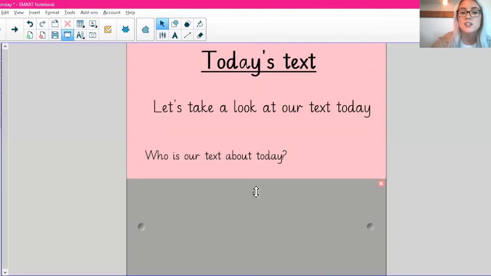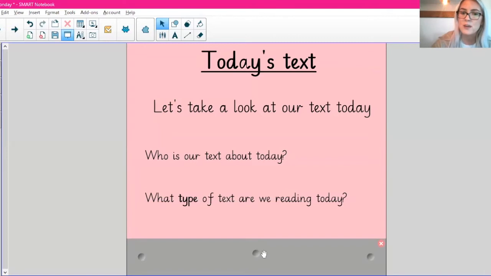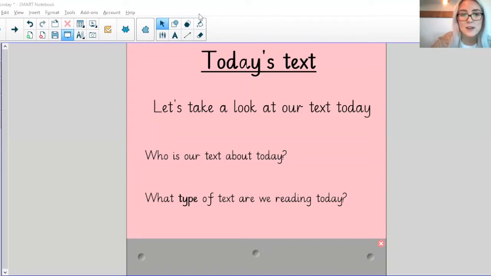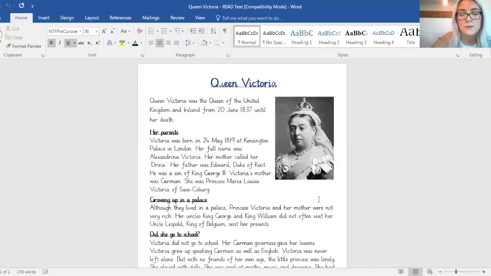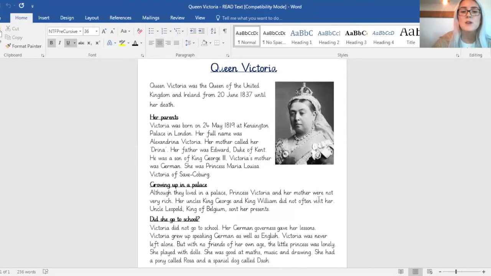Our first question is, who is our text about today? And the next question is, what type of text are we reading today? And there was a bit of a hint in the learning objective as well. So let's go back to our text. So who is our text about today? Well, for starters, we can see that the title is Queen Victoria, and there's also a picture of her there. So our text must be about Queen Victoria.